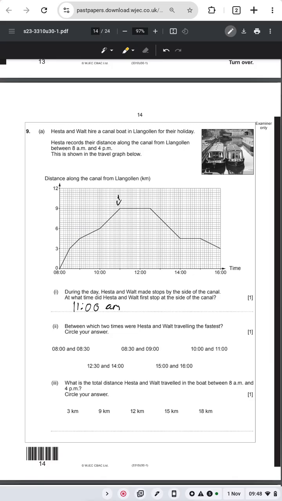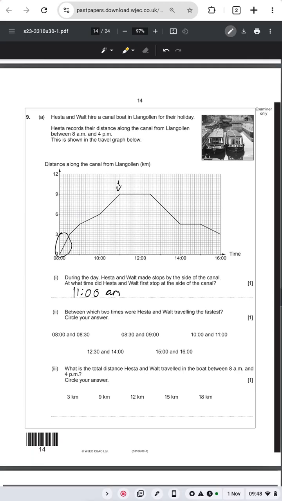Between what times were Hestia and Walt travelling the fastest? Circle your answer. So this is where the graph is steepest, which is this section here. So it's going to be between 8 and 8:30, which is a possible answer.